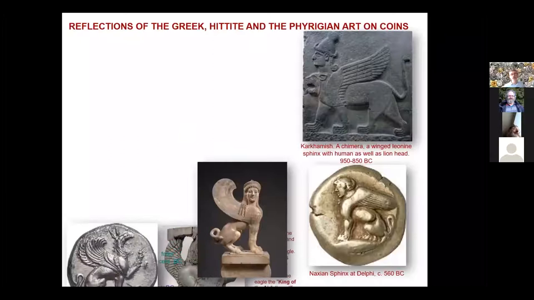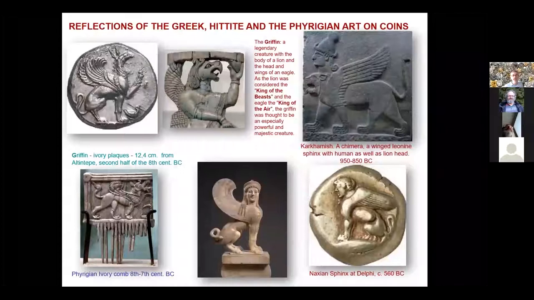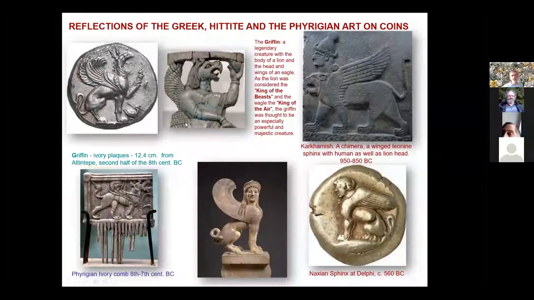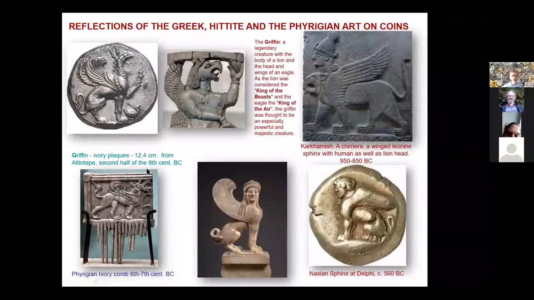And we have more mythological figures, of course, coming from the Western and Eastern parts of the Aegean. The griffin is a common type that we see on coins, a legendary creature with the body of a lion and the head and wings of an eagle. So you have two majestic animals combined in one creature, and it was adopted by one of the ancient poleis for their identification. And you can see the griffin's female-headed counterpart, the sphinx, on coins as well.